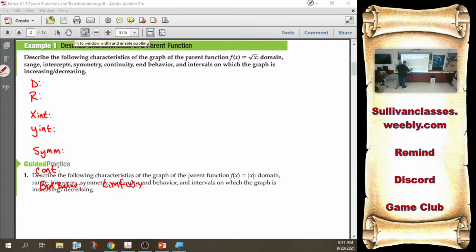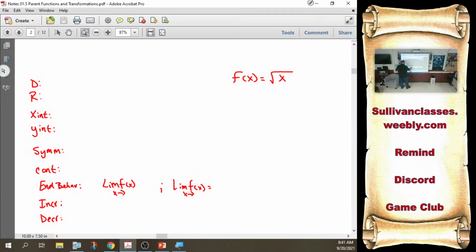Limit of my function as x approaches. Limit of my function as x approaches. Increase, decrease. I'm gonna zoom in, just chill, okay. Of f of x is the square root of x. Okay? You got to tell me all this stuff about this graph.